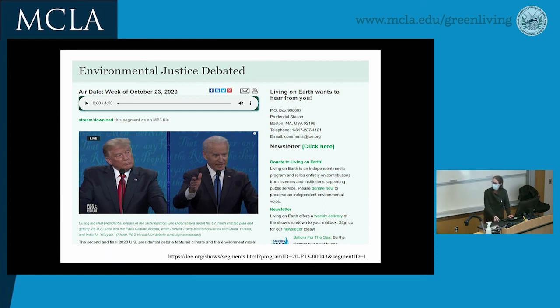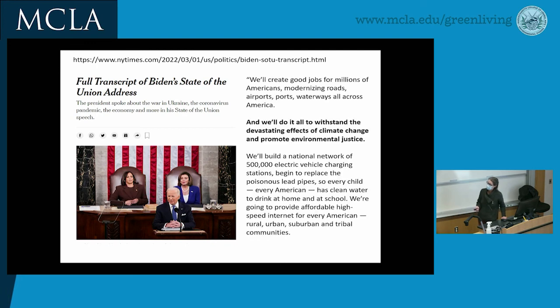It seems ironic, but given the photo, this debate between the presidential candidates of our last election was the first to mention the words environmental justice. I mean, these have been national concerns for disenfranchised communities for many years, decades. And President Joe Biden talked about environmental justice communities. And in his State of the Union, he also talked about the devastating effects of climate change and the need to promote environmental justice. So that is exciting.